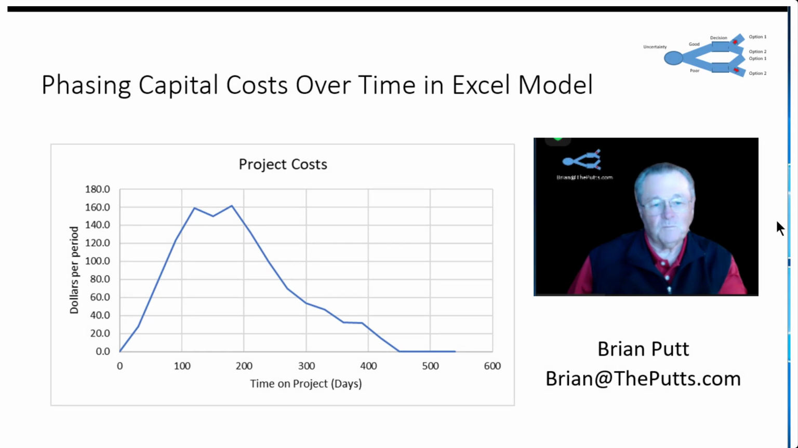This is Brian Putt. Today I'd like to talk to you about phasing capital costs over time in an Excel model. Probably you have done a cost and schedule risk analysis and have a distribution for the schedule and for the cost. But then the question becomes, how do you put it into the Excel model? If you want to do a complete model, you need to do this.